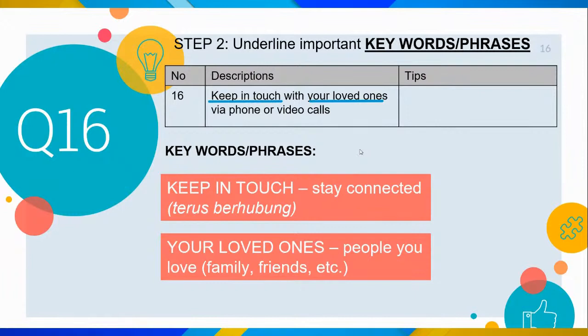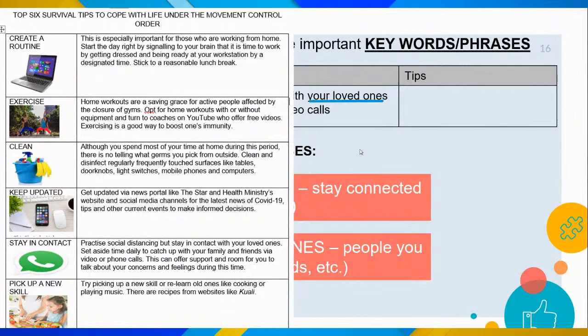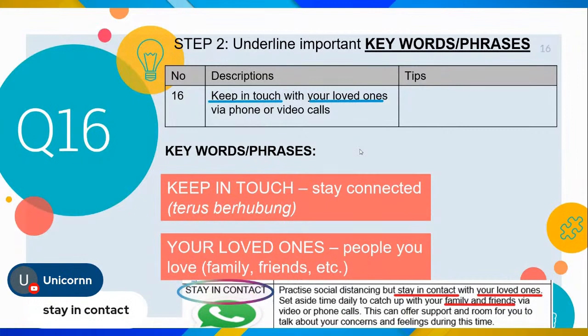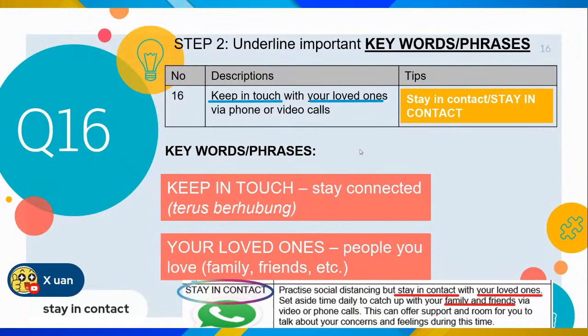Okay, now, where in the text could you find the phrase stay connected and your loved ones or people you love? Okay, let's look at the text again. Where can you find them? Anyone that's quick enough to find them? Okay, it's actually there. Stay in contact, your loved ones, family and friends. So what do you think the answer would be? Very good. Stay in contact. Very good. So write the answers as it is.